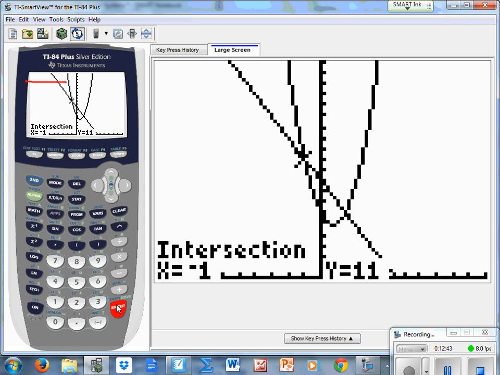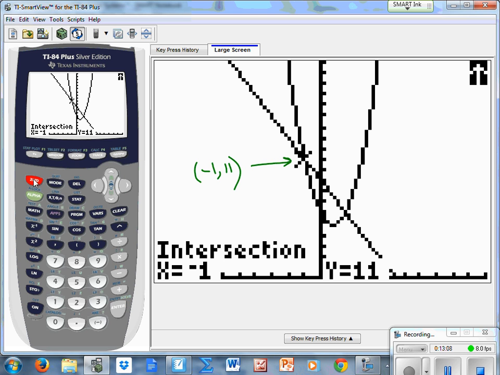This point here is at -1, 11. That's exactly what we found out when we solved the system using substitution. It's one of the solutions, right? Okay, so let's find out about this other one over here. We've got another intersection as well. So I'm going to do the same process.